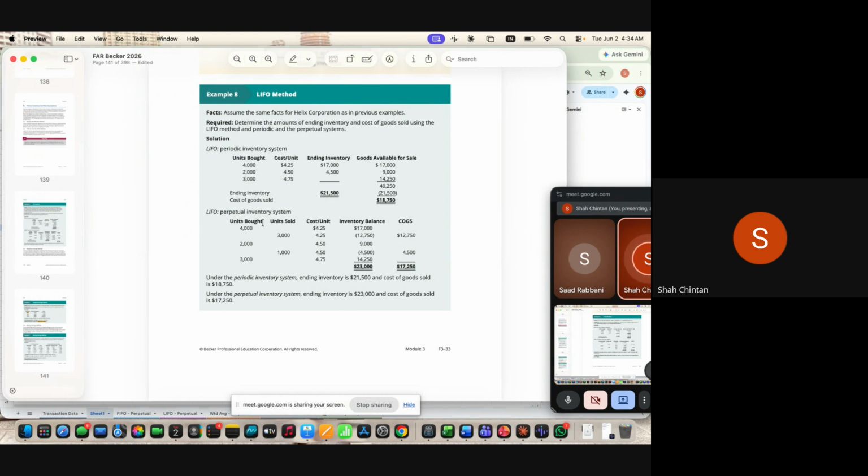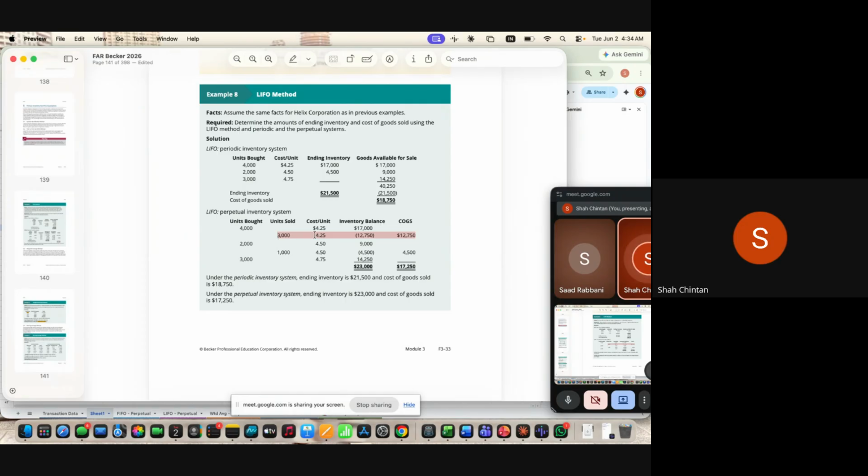अब परपेचुअल देखते हैं. I think I'll tell you the answer कि क्यों ऐसा हो रहा है. परपेचुअल में क्या हो रहा है कि you purchase 4,000, उसके बाद आपने 3,000 जब sell किया, so this 3,000 right now will go from the $4.25 balance only, because at this junction you had no other inventories available for the purchase. तो आपके पास 4,000 units थे which were having a value of 4.25, and the cost of goods sold will represent these units only.